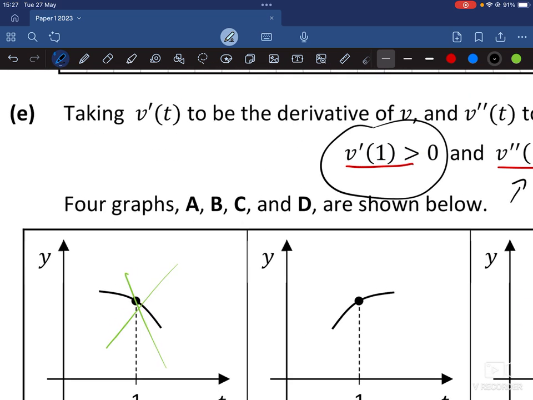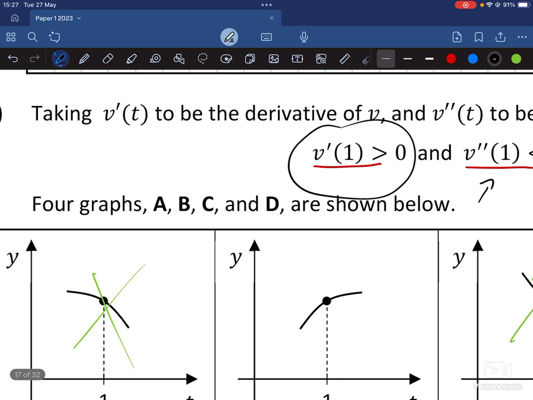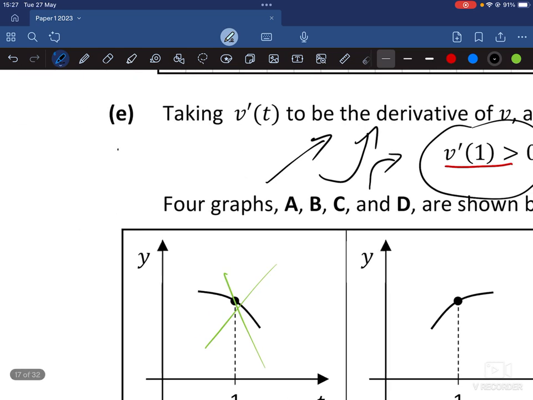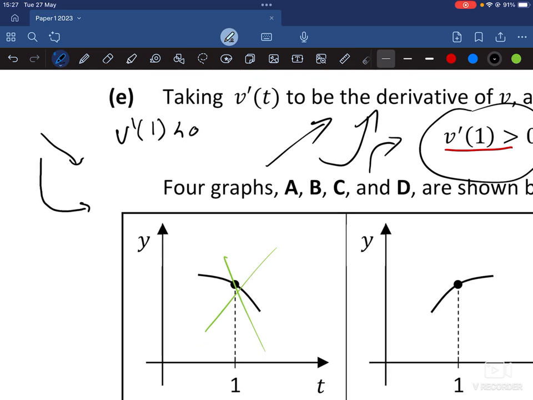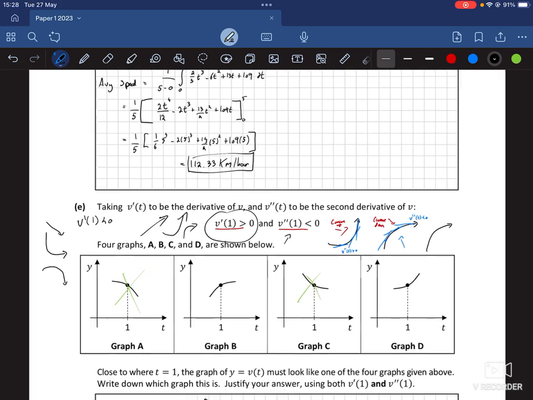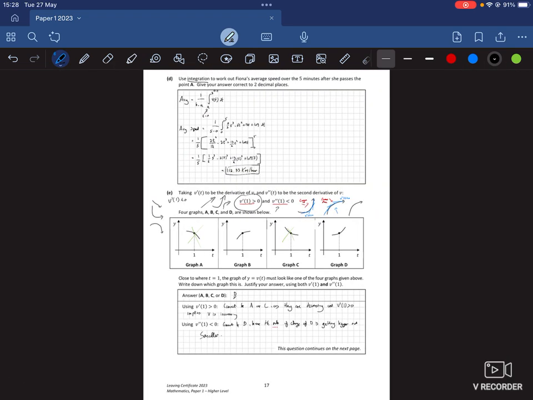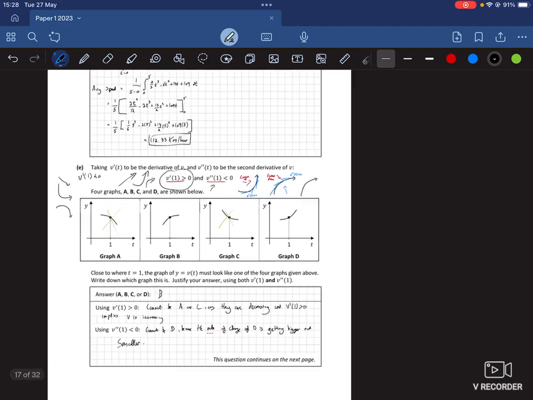So you should kind of know that if the first derivative is positive, that means we have an increasing function. And then there's just two ways it could be increasing. Similarly, if we're told that the derivative is negative, we have a decreasing function. So it's going down over time. And again, there's two ways this could happen. It could go like this, or it could go like this. Okay? So that's how you would do this question.